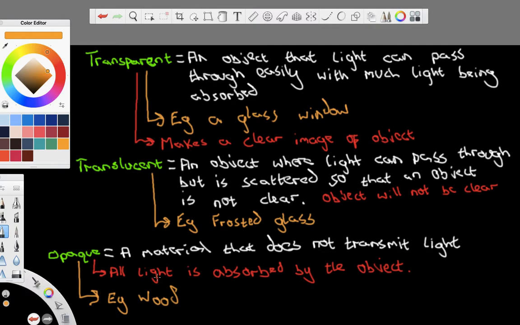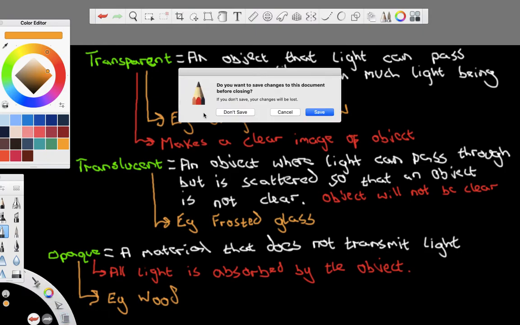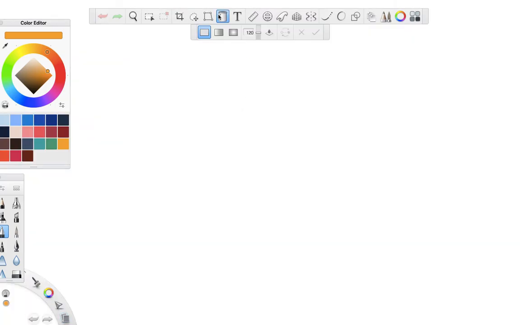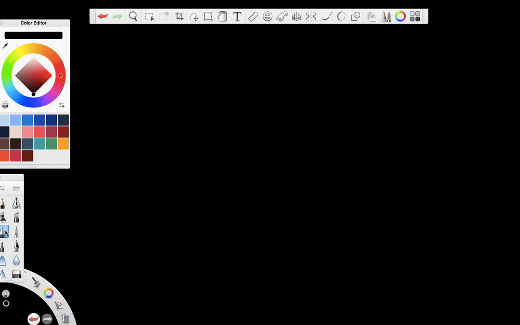Okay? So let's have a look at this final learning objective. Now, as I said at the start of the lesson, this is a very difficult concept, so it doesn't matter if you can't understand this. Just try your best, and if you do understand it, great.